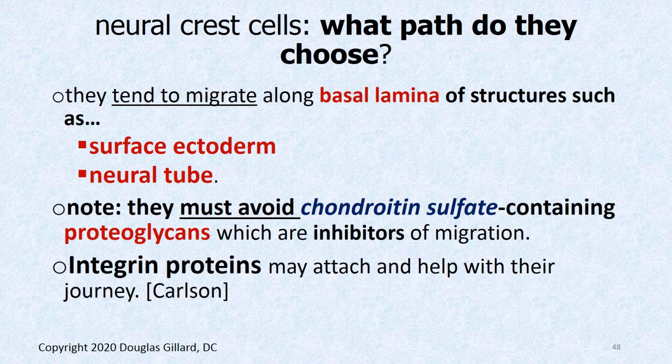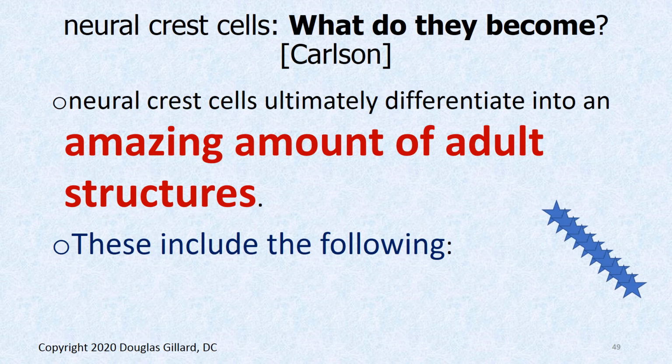They have to avoid some biomolecules like chondroitin sulfate containing proteoglycans. They have to watch out for that type of tissue. That'll freeze them, so they have to steer clear of that. That's where our SOX comes in. Integrin proteins are activated, which also help with their journey. We'll just leave it at that. They're more of a motility type thing.